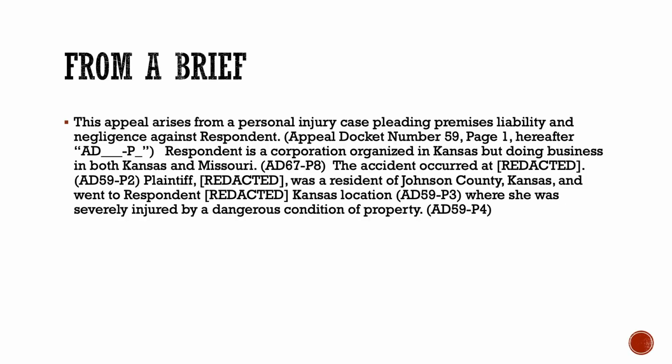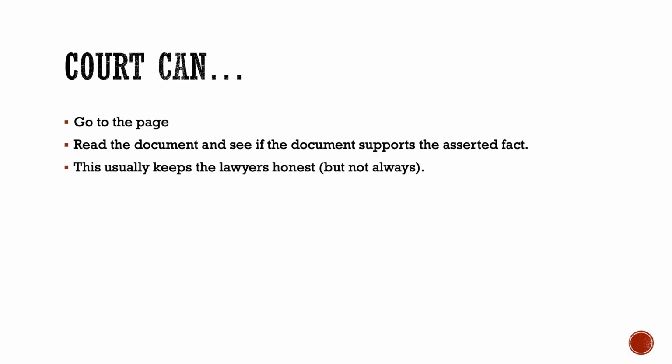So here is a form of a statement of facts from the brief. I've redacted certain information, but you can see these designations here. Appeal docket number 59, page 1. And then from that point on, it's abbreviated, AD 67-P8. So the court knows the document and the page that they can turn to in order to find the information necessary. And then all of that information is used by the court to verify whether the actual information that is put forth in the record is accurate.